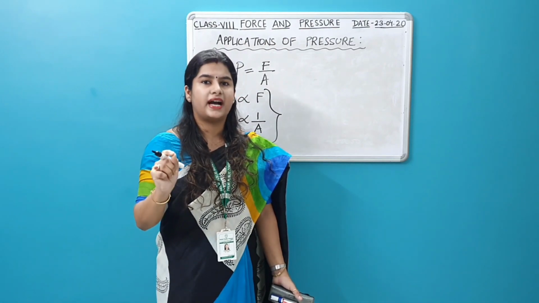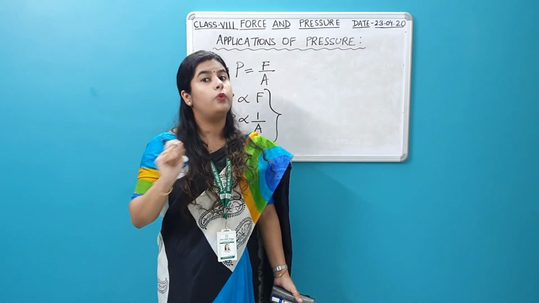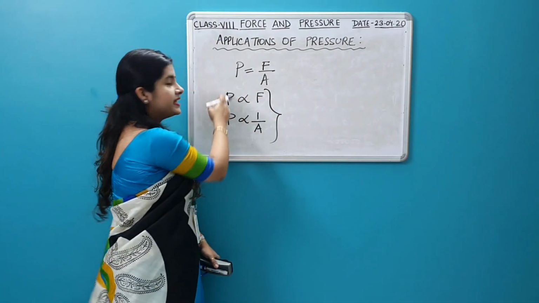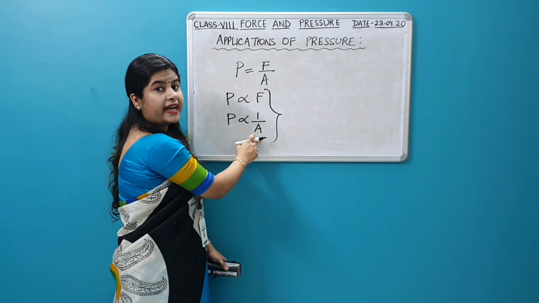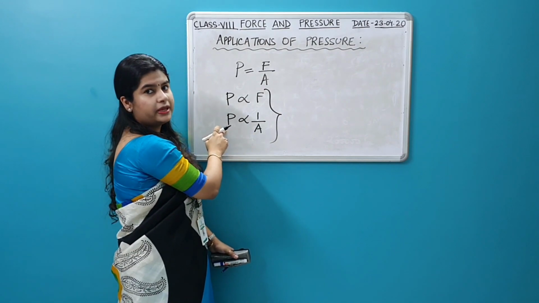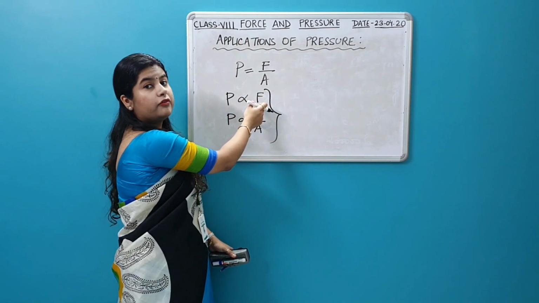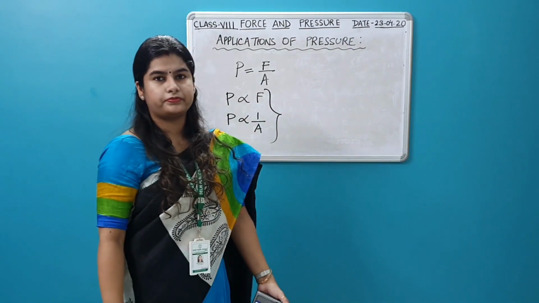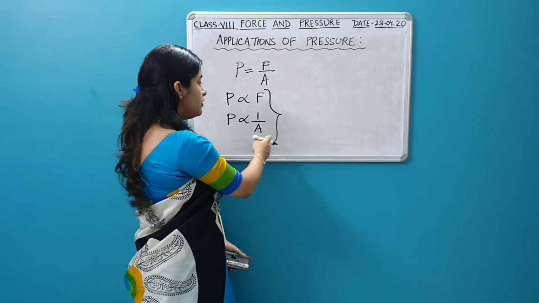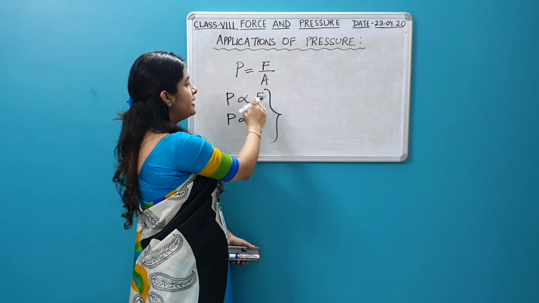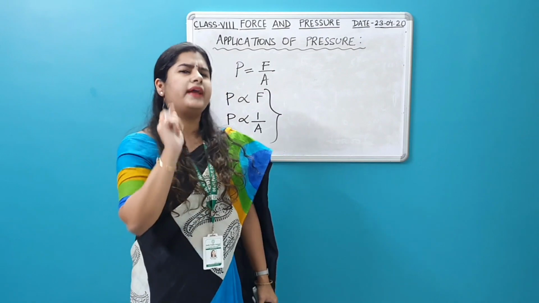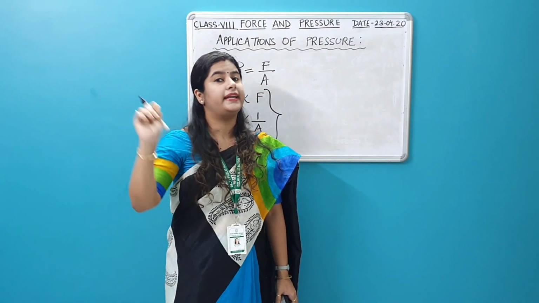So once more I am repeating this. It is easier to cut vegetables or fruits with a sharp knife than a blunt knife. The reason comes from here: the area of contact of a sharp knife is lesser. So the lesser the area of contact, the more the pressure, and automatically the effect of force will also be more. Whereas in the case of a blunt knife, the area of contact is more. If the area of contact is more, the pressure is less and the effect of force is also less. So this is one very simple example from our day-to-day life.